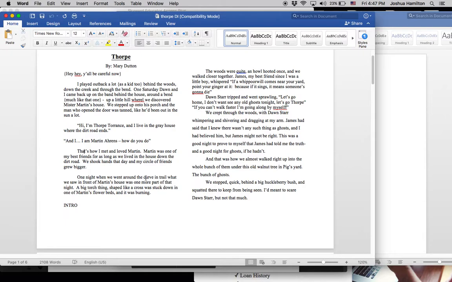Next scene. One night, when we ran around the curve in the trail, what we saw in front of Martin's house was one more part of that night. A big torch thing, shaped like a cross, was stuck down in one of Martin's flower beds. And it was burning. He's got to relive this memory, right?